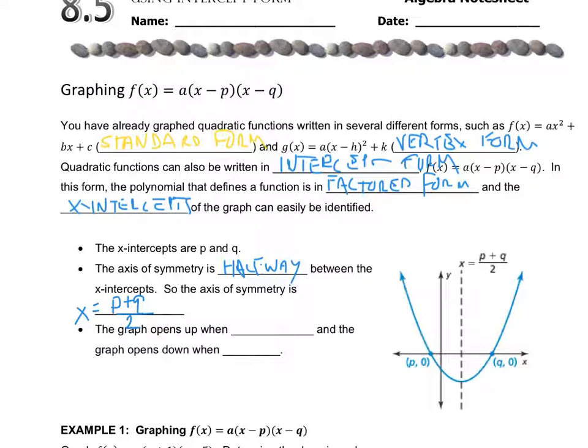Now remember, when we see our graphs, they open up when our a value is greater than 0, and they open down when the a value is less than 0. So if it's a positive number, we know it's opening upwards. If it's a negative number, we know it's opening downwards.